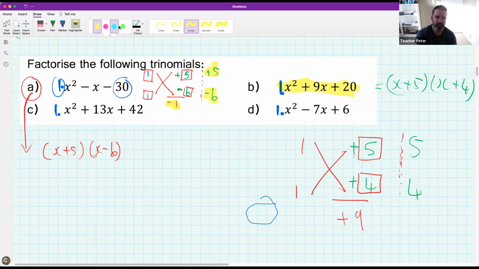Let's do C. I want you to try and factorize C for me using this approach. And then we'll do one more after that, and then we're going to take a break.